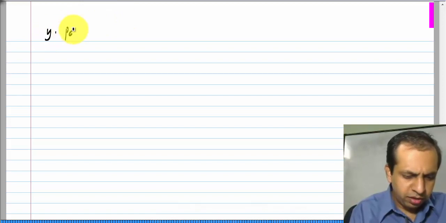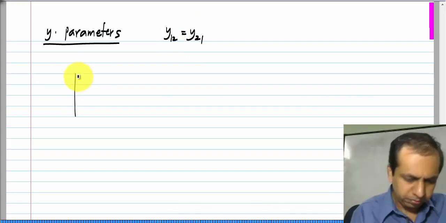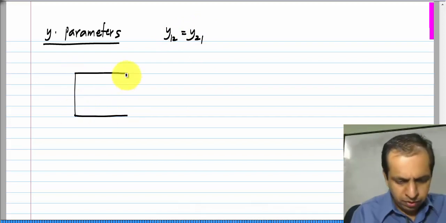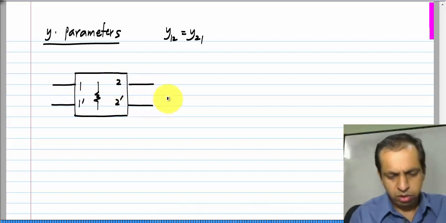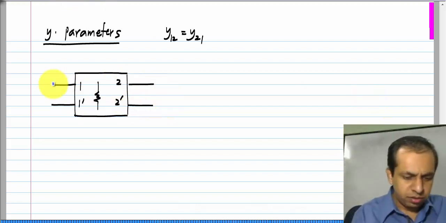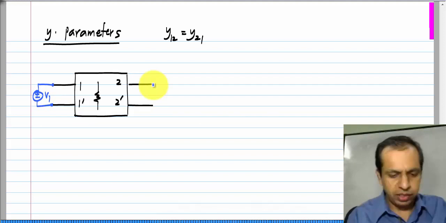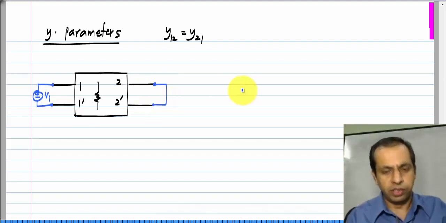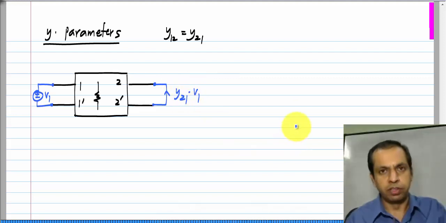So, let us first take y parameters. Reciprocity says that y12 equals y21. So, if I have a resistive network and two ports, what does it mean? Let us say I connect V1 to the first side and short circuit the second side. The current here would be by definition y21 times V1.